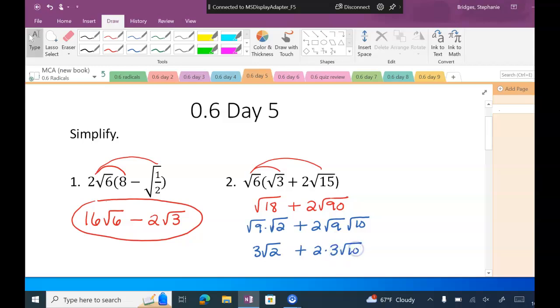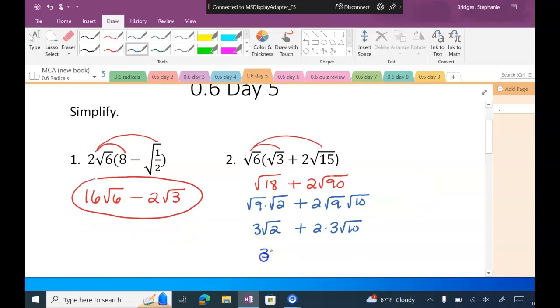3. And then we can actually multiply those. I'm going to bring down that 3 square roots of 2. 2 times 3 is 6. So I get 3 square roots of 2 plus 6 square roots of 10. Can I actually add those together now? No. Okay, they're still not the same. So we cannot bring them together. We would leave our answer just like that.